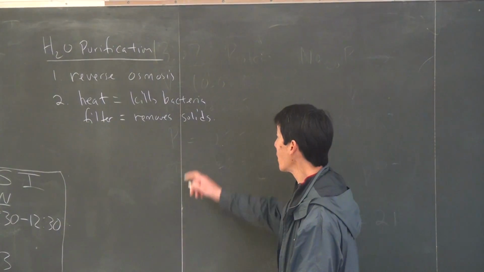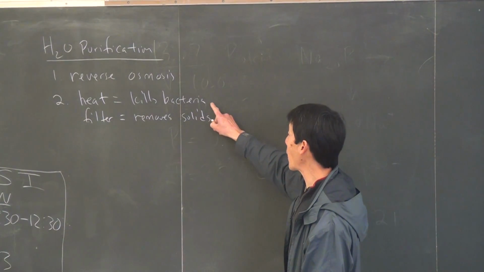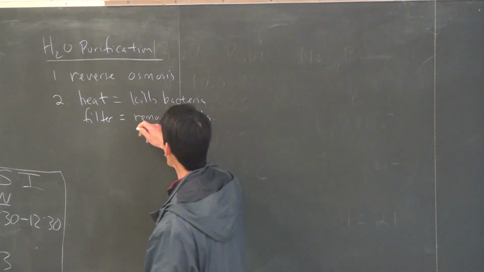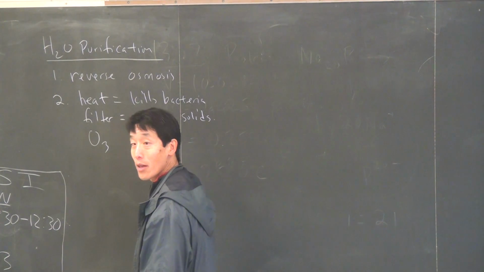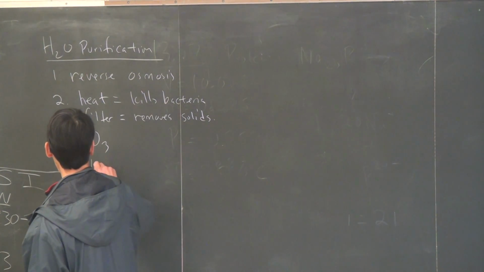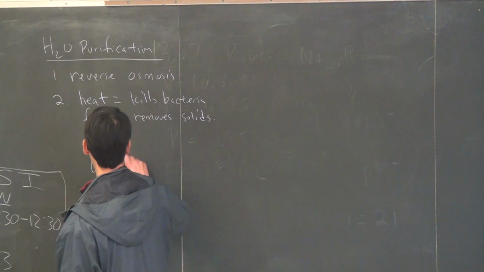And then there may be some other steps too. So heating is one way to kill bacteria. Another way to kill bacteria is by using ozone. Another way is by irradiating with UV light. So these are different ways to kill bacteria.